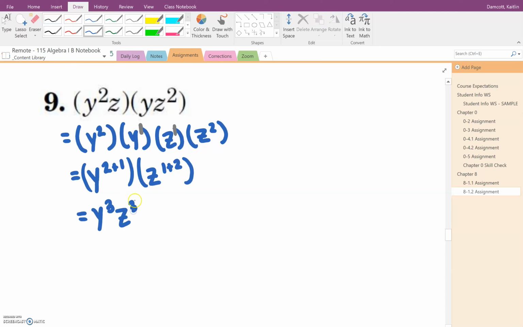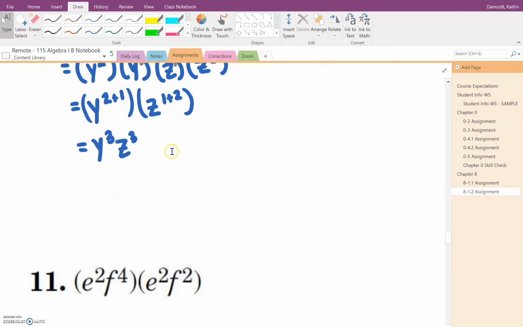Now, if you're getting super good at this, you might be able to just look at it and say, okay, I've got a y squared and a y, so all together I have y to the third, so 2 here, 1 there. And then you can say, okay, I've got a z here and z squared here, so bring it down, we've got a total of 3 of them. So it could be that you can skip the work shown once you get a little bit more familiar with this process.